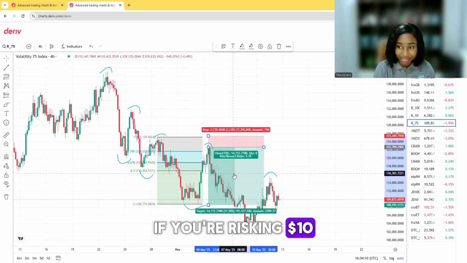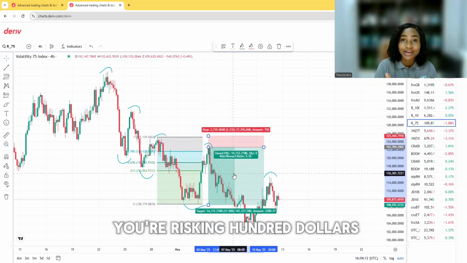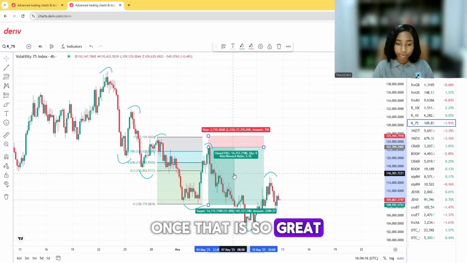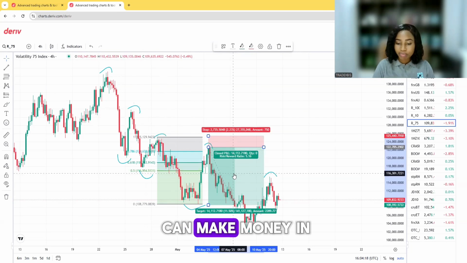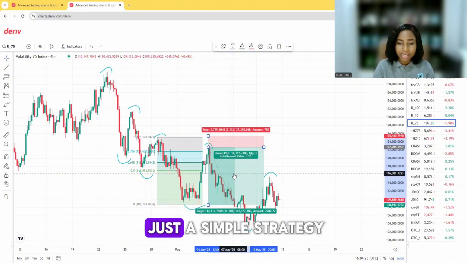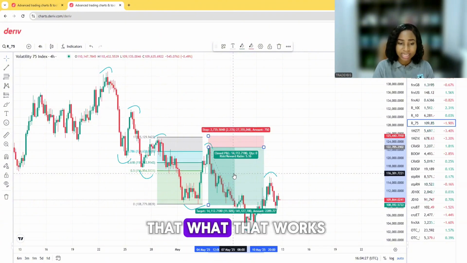If you're risking $10 in this trade, you're making $50. If you're risking $100, you're making $500. That is so great. That's so cool. You can make money in Forex markets. You don't need to stress yourself or put a lot of things in your head. All you need is just a simple strategy that works.